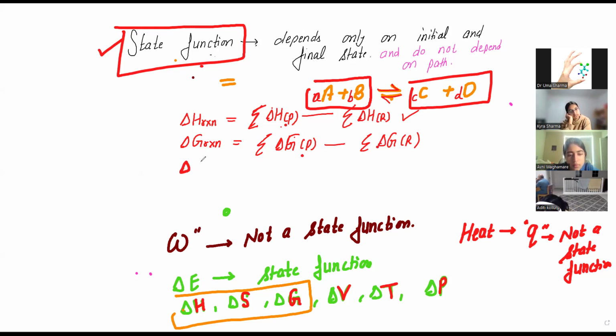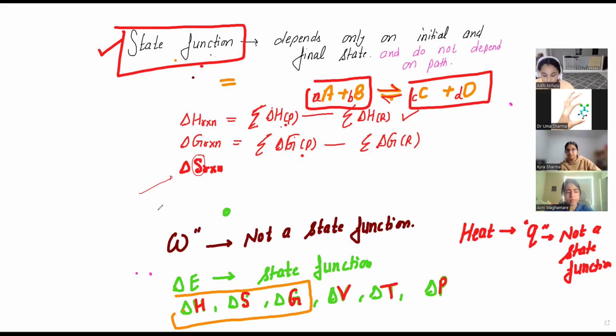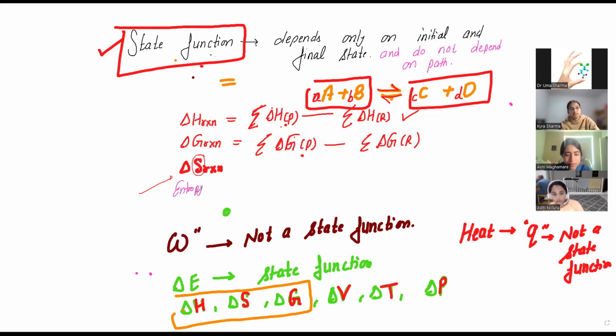Similarly, delta S of the reaction. Do you remember what was delta S? What is this symbol S? Yes, we did it earlier. What is S? Kyra? Avni? Yes, Aditi. Entropy. Very good. What is entropy? The measure of the disorderness.